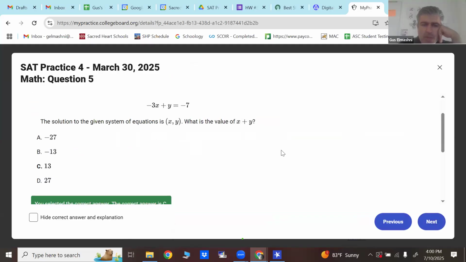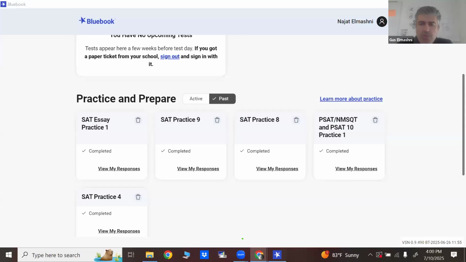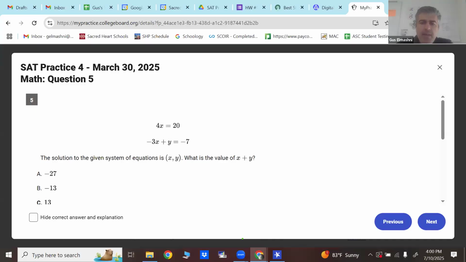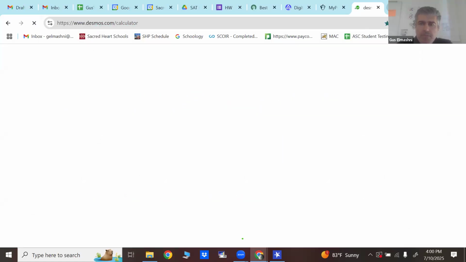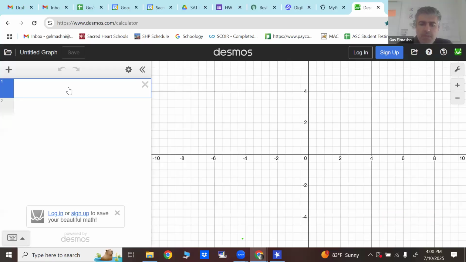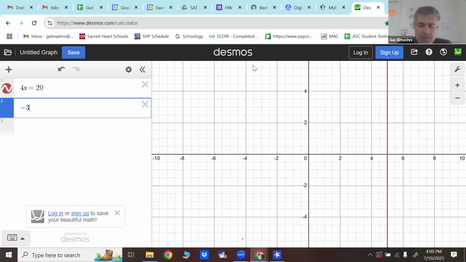Okay, here's an opportunity where you could use Desmos if you like. So you're given two equations, 4x equals 20 and negative 3x plus y equals negative 7. In the Blue Book app, there's actually a button you click to pull up Desmos. So I'm actually going to just do it right here, as a separate browser. So 4x equals 20. And then the other equation was negative 3x plus y equals negative 7.